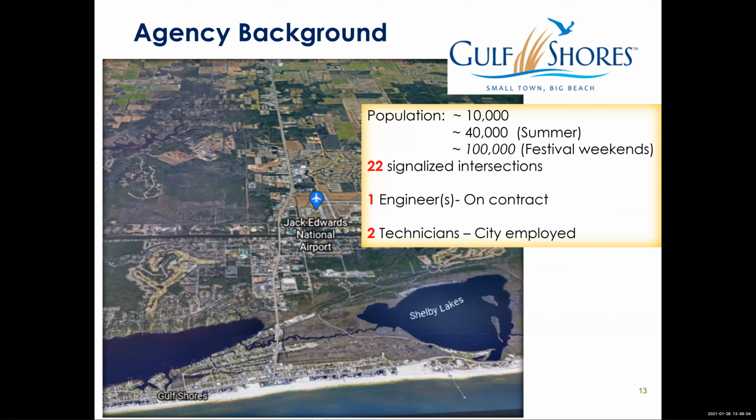They can't manage on a normal basis. So they really need something to help them out and keep the traffic flowing reasonably well. They have one engineer and he's contracted. He actually does the signal timings for them. And they have 2 technicians that manage the signals and the central software, as well as do all the maintenance on the intersections.